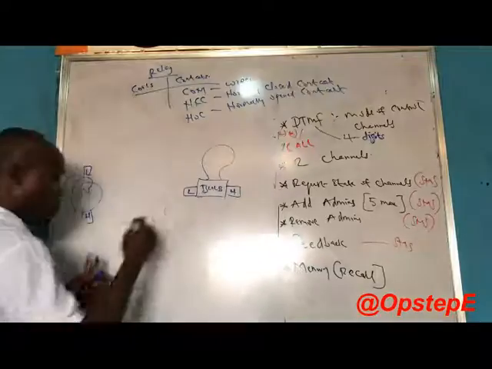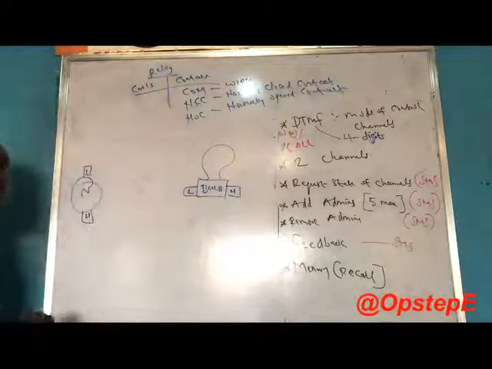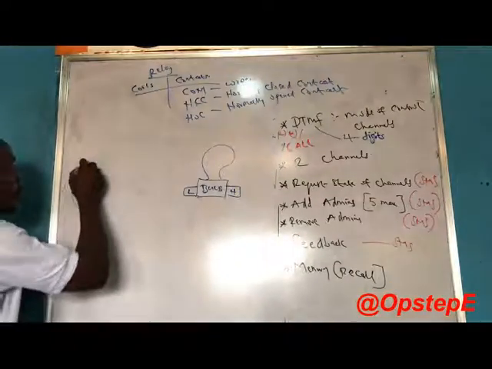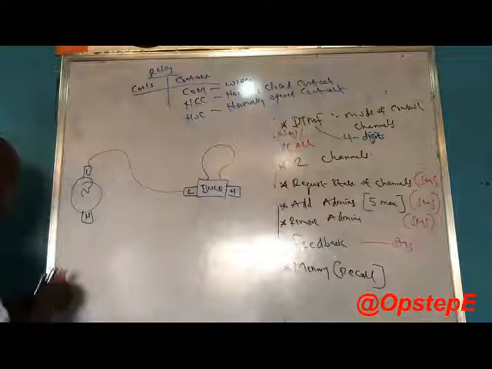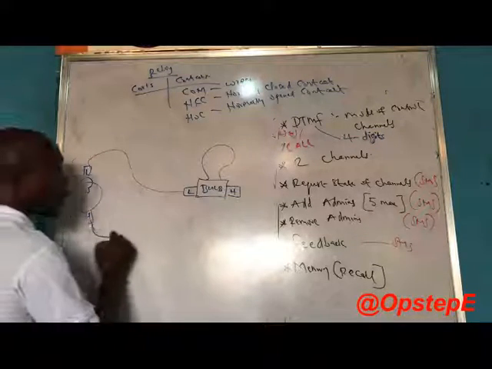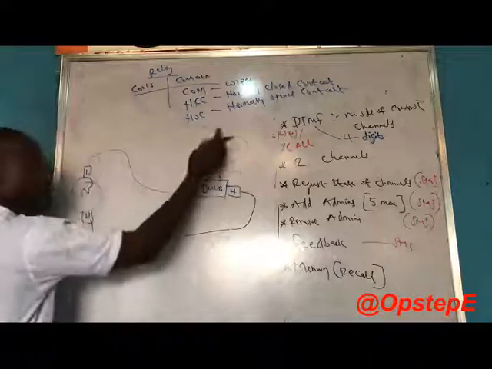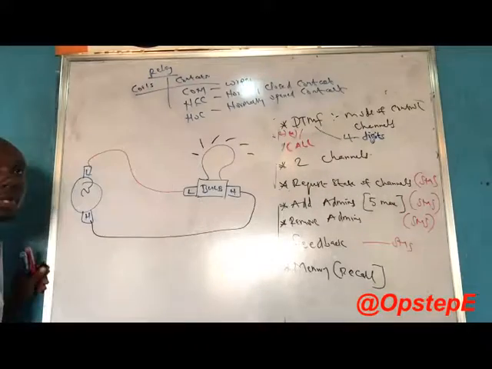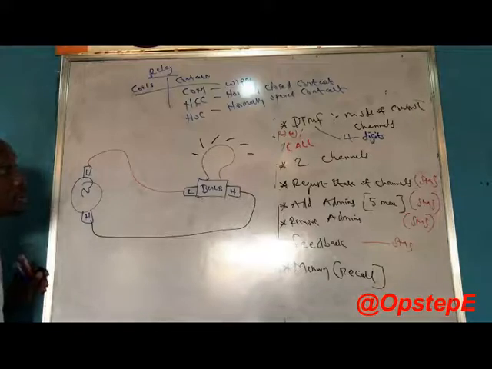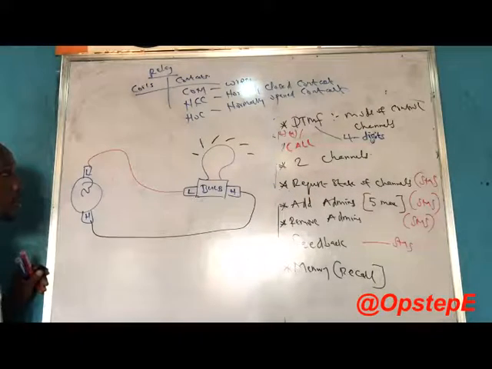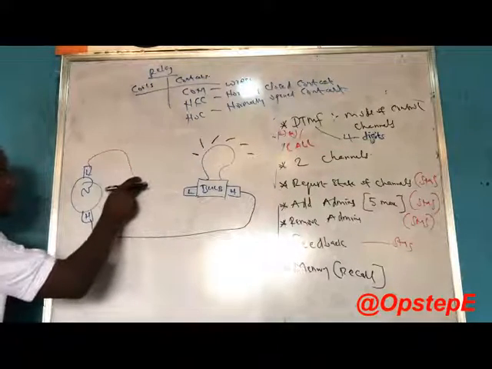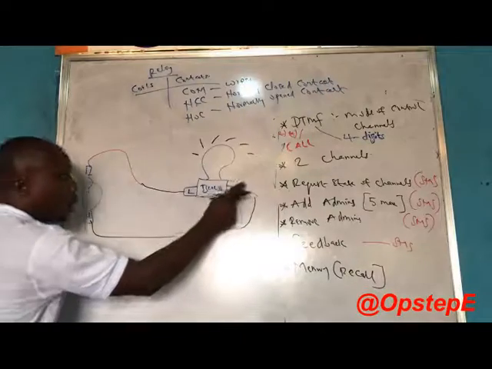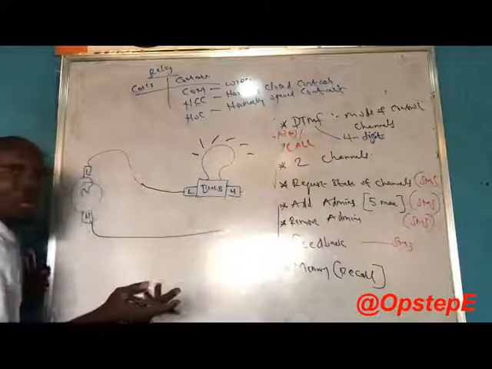If you want this bulb to come on, what will you do? Connect live to live, and connect neutral. This bulb will come on. You see light. And if you want to turn it off, either remove the live or remove the neutral. It goes off either way.